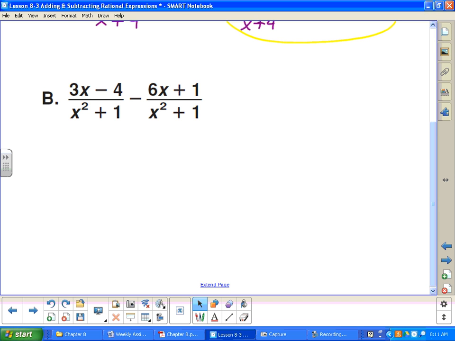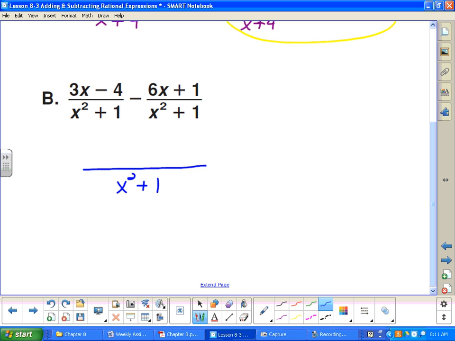Now, you always have to be careful when you're subtracting, though. Subtracting is what throws a lot of people off. And so you actually have to take one extra step when you do your work, just to make sure you're doing it correctly. So here we do have a common denominator of x squared plus 1. So in the numerator, I have 3x minus 4 minus the quantity 6x plus 1.